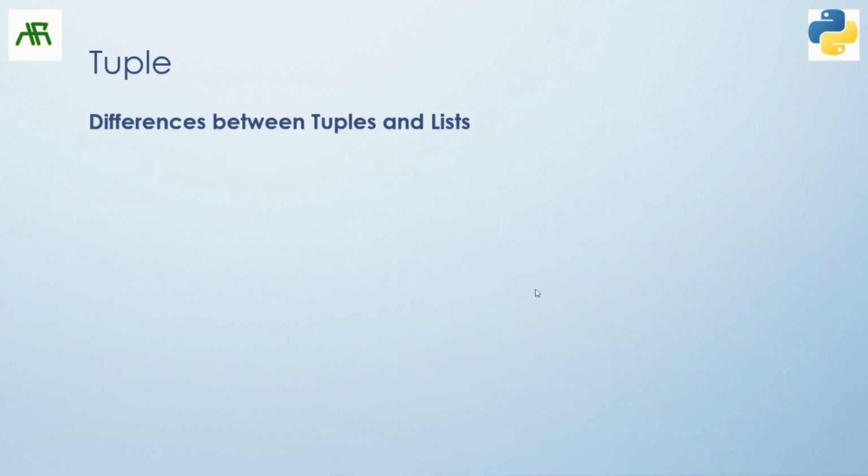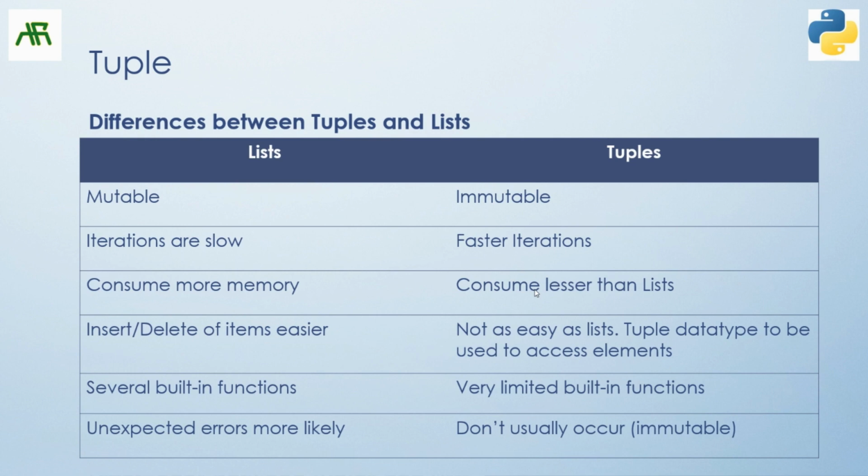Now let's see some differences between tuples and lists. I have a table here with lists on the left side and tuples on the right side. Lists are mutable, tuples are immutable. The whole list as such is mutable, which means the entire list can be reassigned with new values, whereas the tuple is immutable, meaning the tuple cannot be reassigned with new values. However, elements of a tuple can be changed. They are mutable. Iterations in a list are slower, but in the case of tuples, iterations are faster, for the same reason: mutability and immutability play a role here.